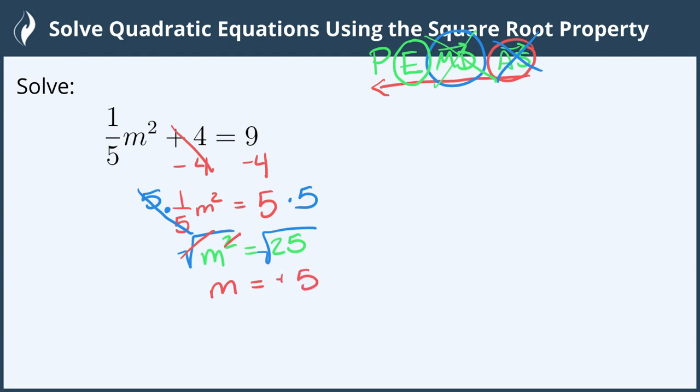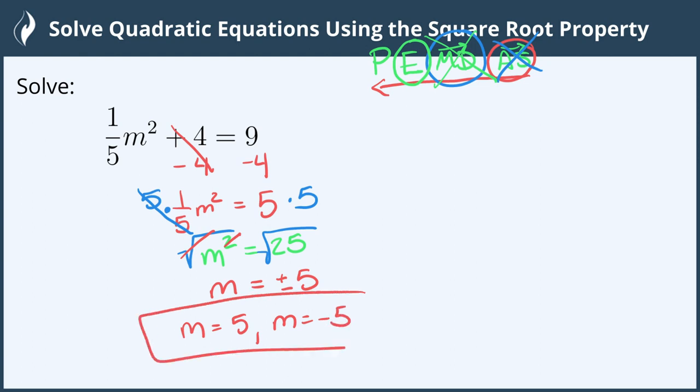And because both positive and negative 5 squared give us 25, we have two answers. m equals positive 5 and m equals negative 5. And now we're all done.